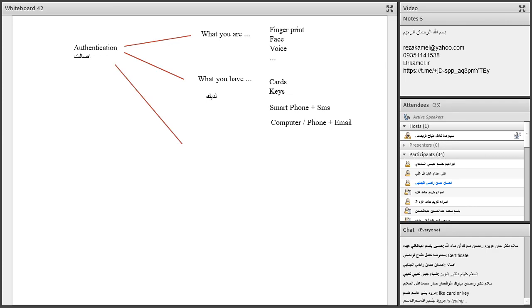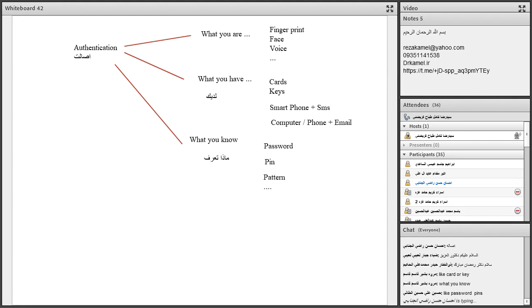And the third way is what you know, ماذا تعرف. Yes, exactly, like passport. It can be like a password, a PIN, patterns, and so on. These are the three types of authentication that you can use for entering the system.